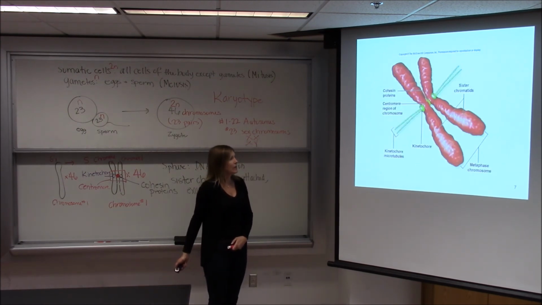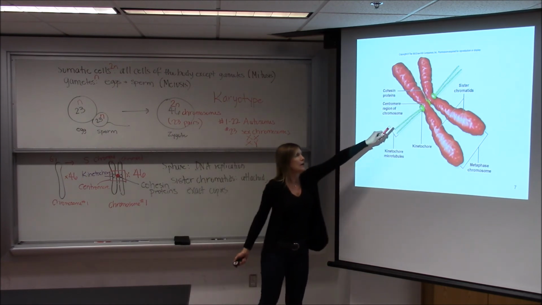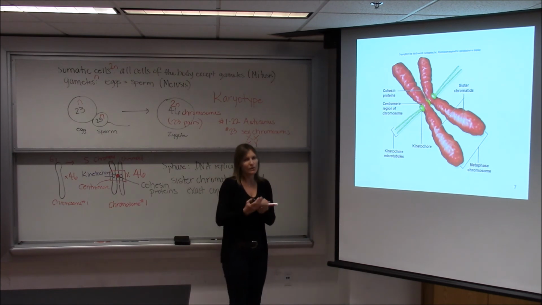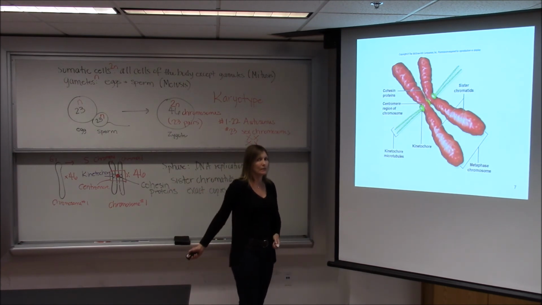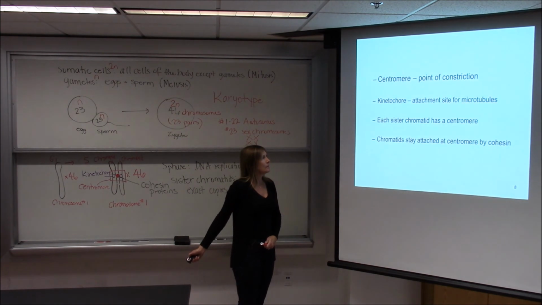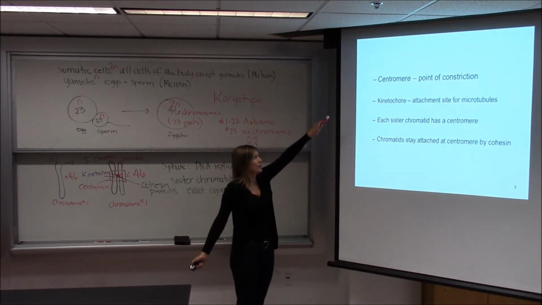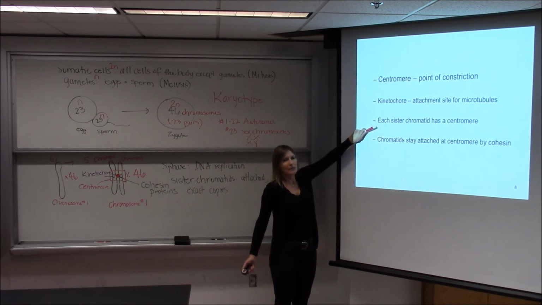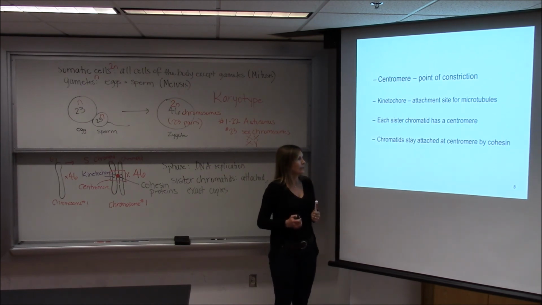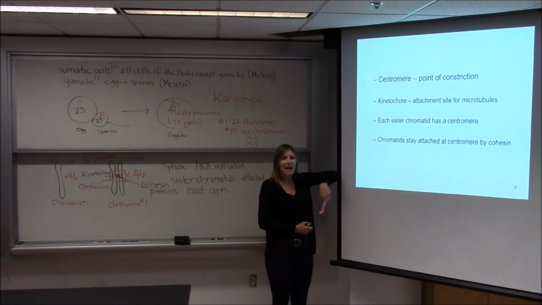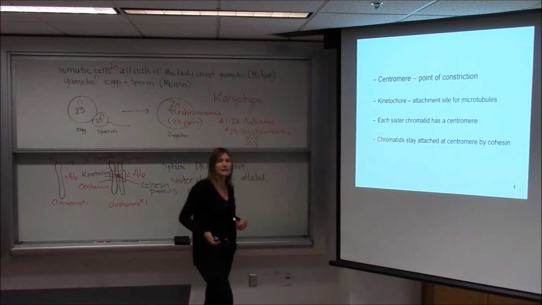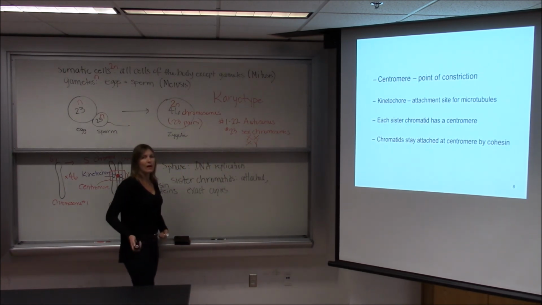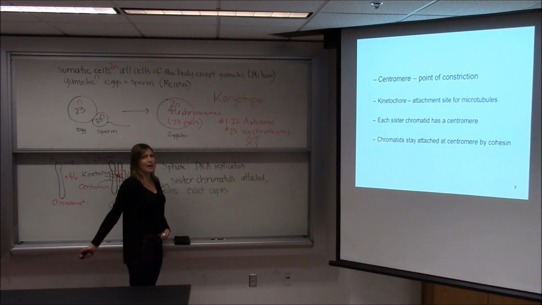This is showing really the role of that kinetochore. What's going to happen is microtubules are going to attach to each kinetochore to eventually pull those chromatids into two separate cells. So the centromere, that's the point of constriction. The kinetochore, that's where the microtubules are going to connect. Each sister chromatid has a centromere region, and those chromatids stay attached by the cohesion proteins. So a lot of vocabulary. I know I keep saying that, but it's true.